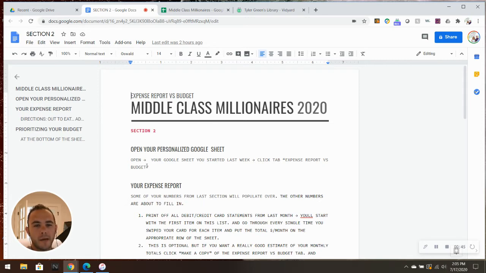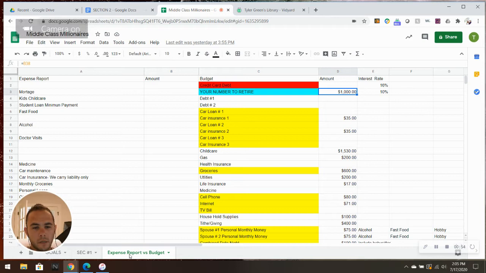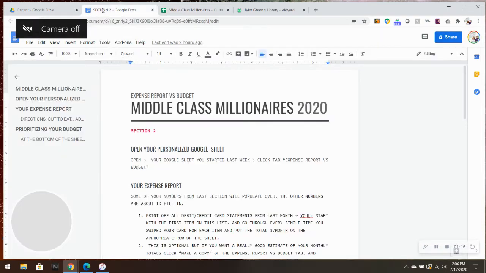So hopefully you have your section two instructions pulled up on a tab, and then you also have your number tab, expense report versus budget, that third tab over here. That's where we're going to spend the bulk of our time today. We're going to do, I think, 3 different videos for this section, just to keep the action steps very clear, because it is a little bit more homework intense for you than just plugging and playing the numbers as we did last time. But this is where the magic happens, okay?